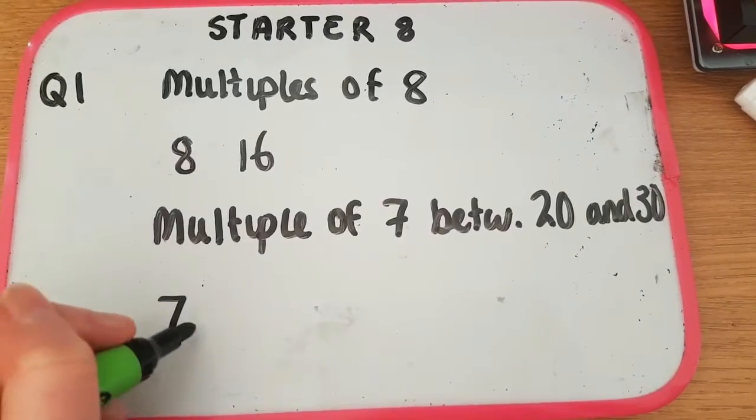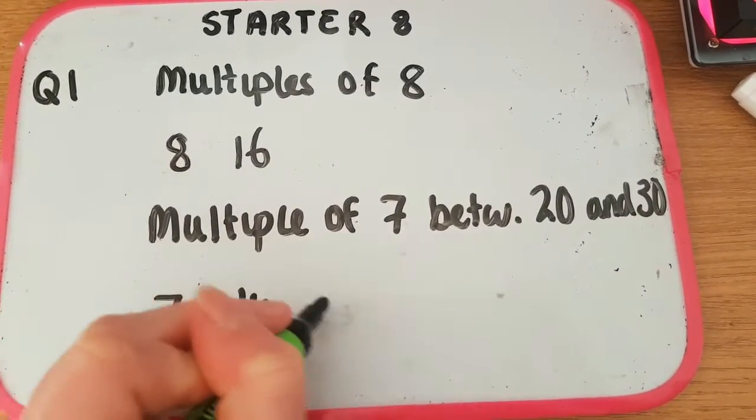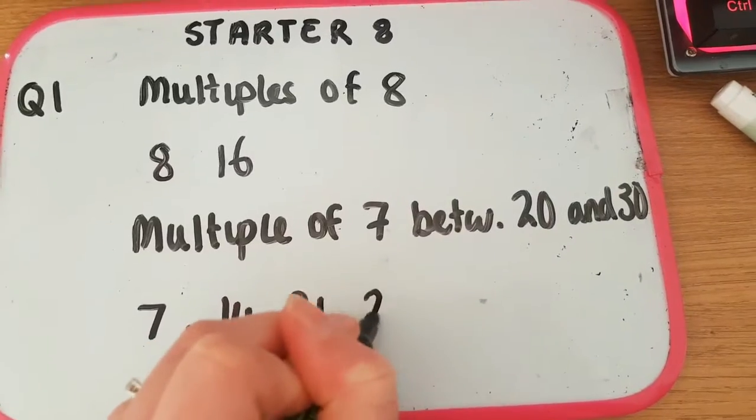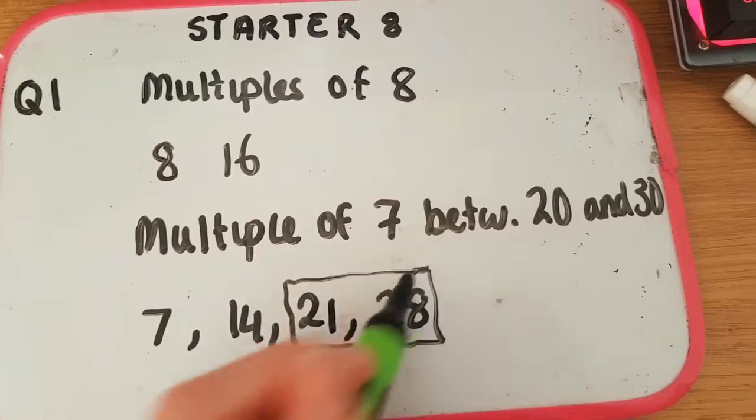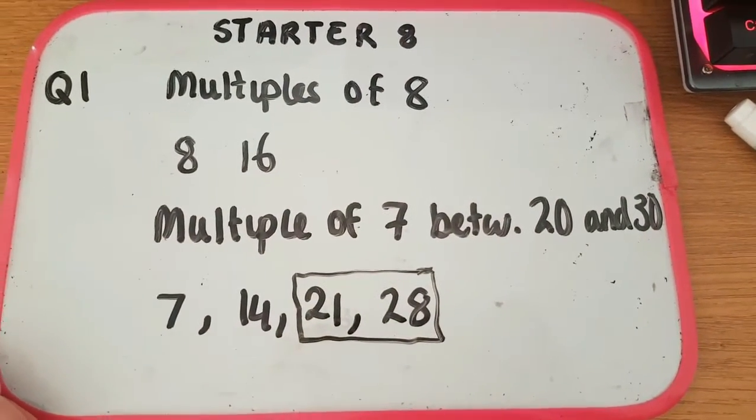So if I write down my multiples of 7, which are 7, 14, 21, 28, you could have either of these two answers here because they're both multiples of 7 and they're both between 20 and 30.